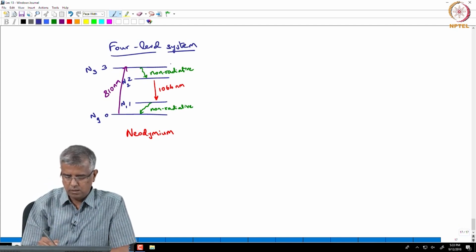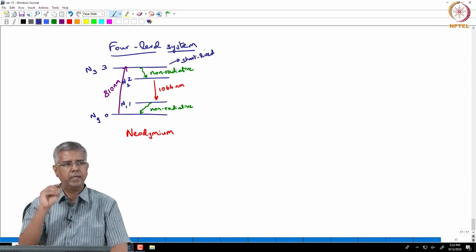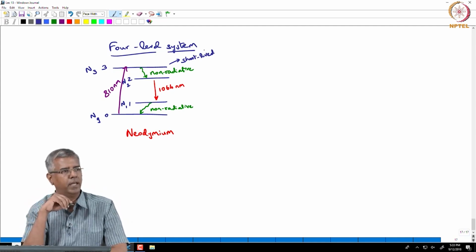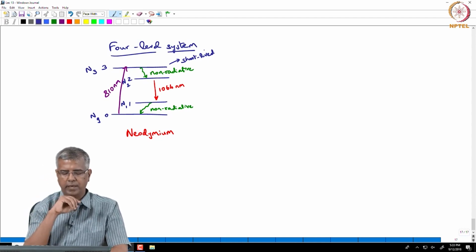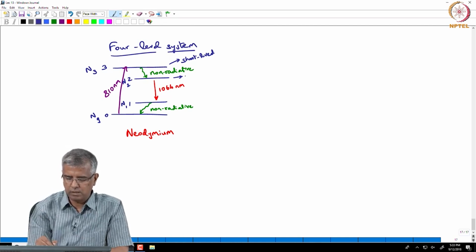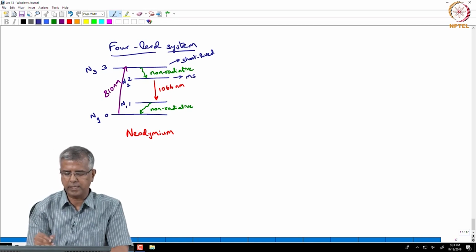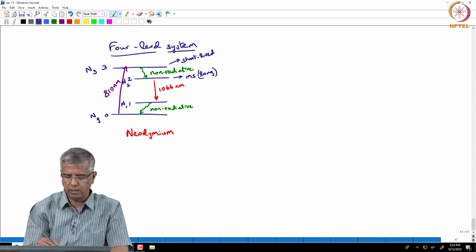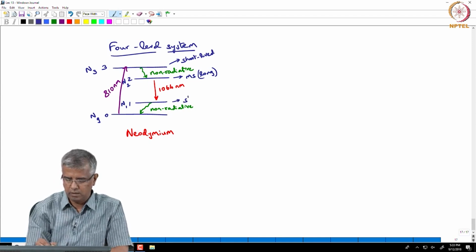This is very short lived, meaning the lifetime of that level is very short, whereas this one is in the order of milliseconds, relatively long, right. And similarly, this is also short lived.